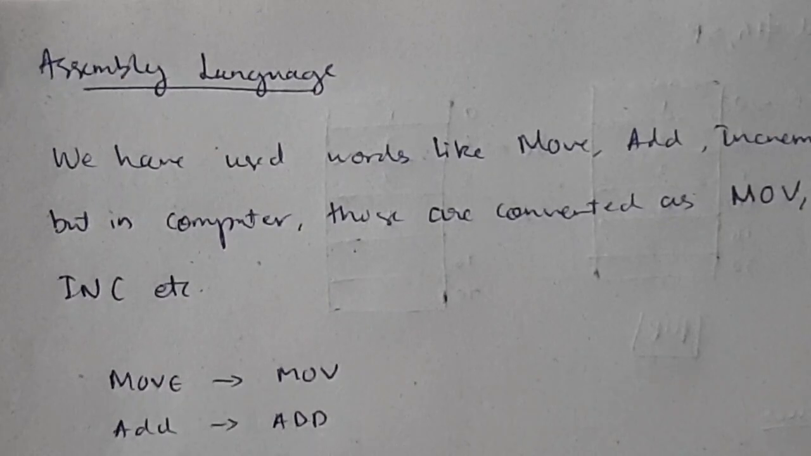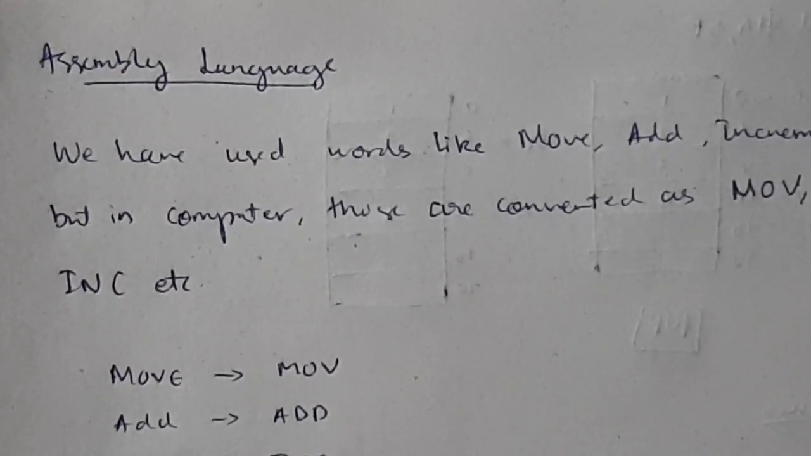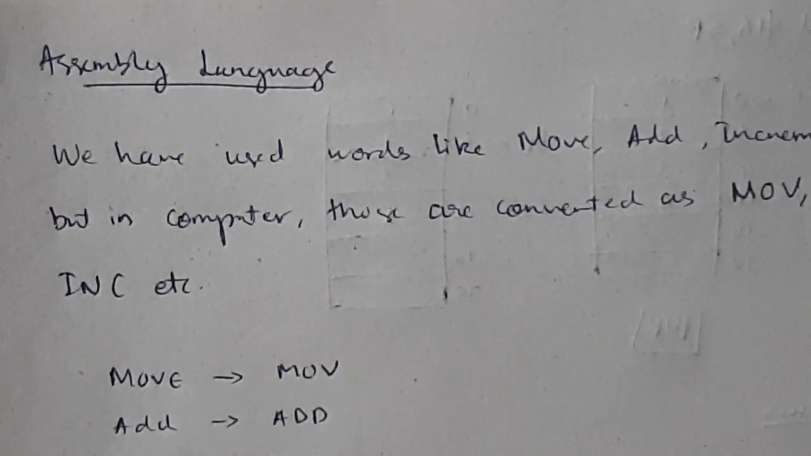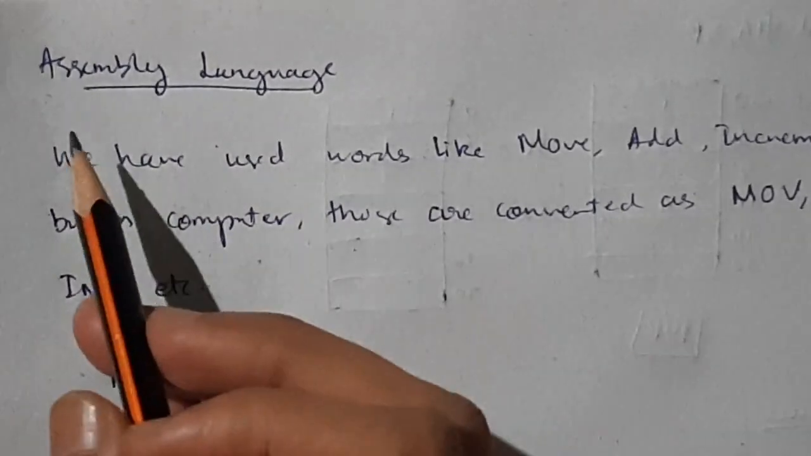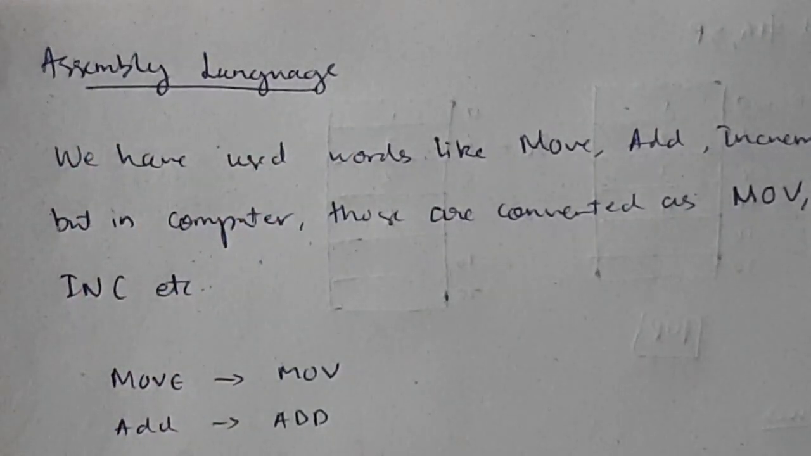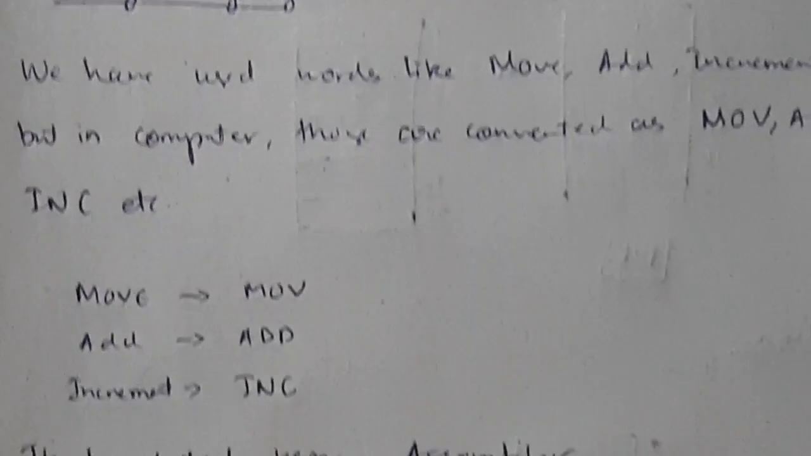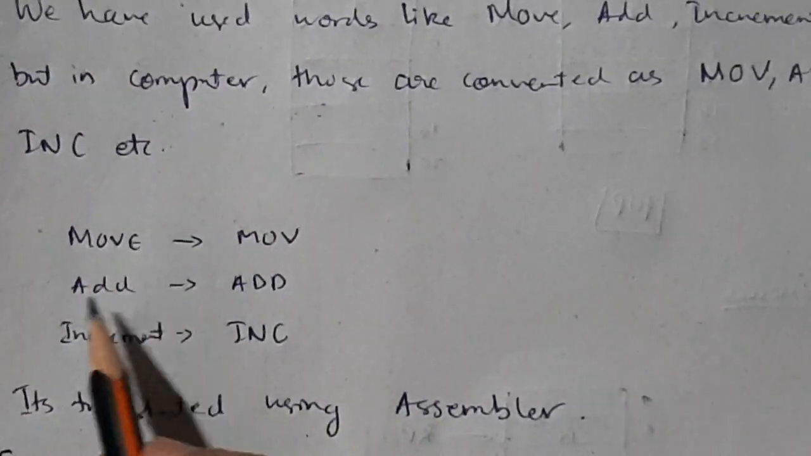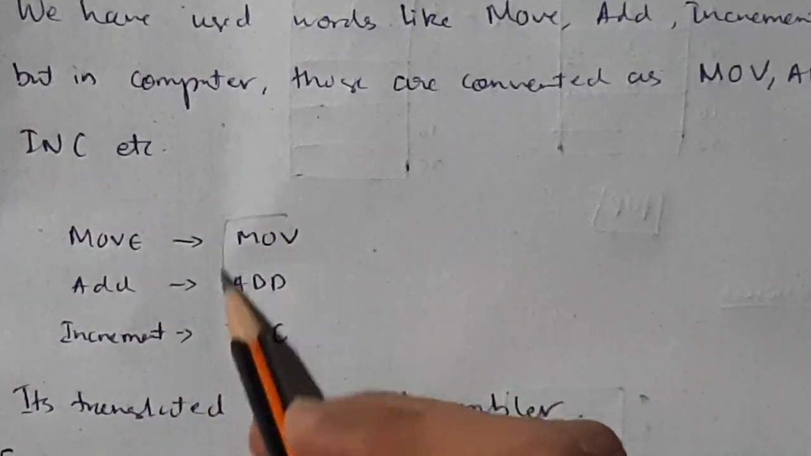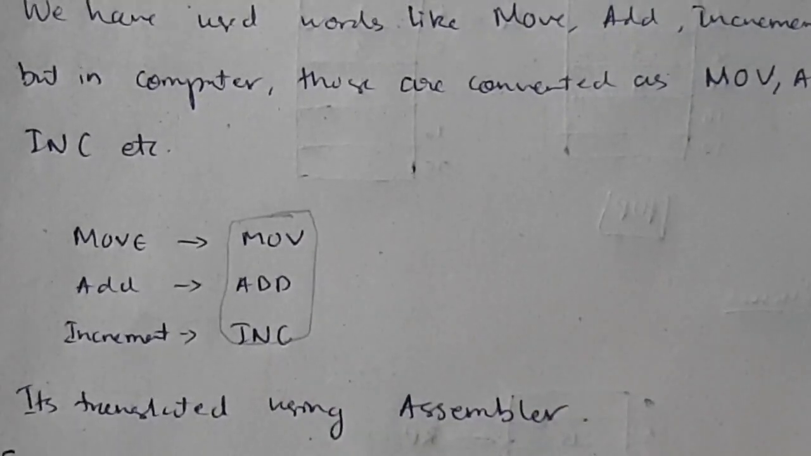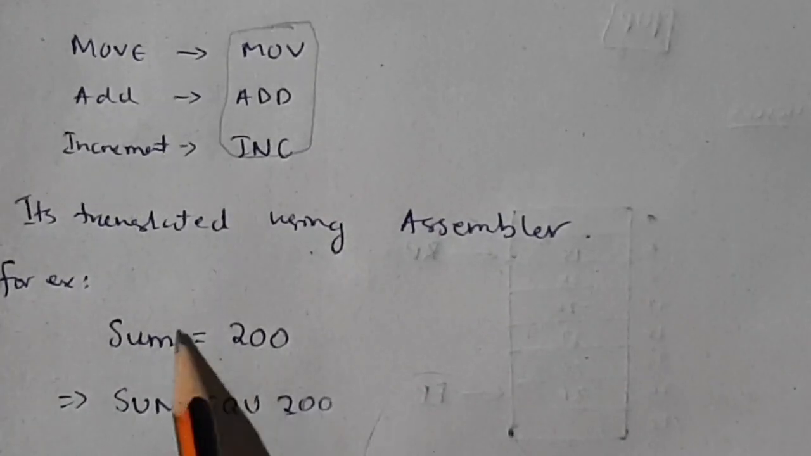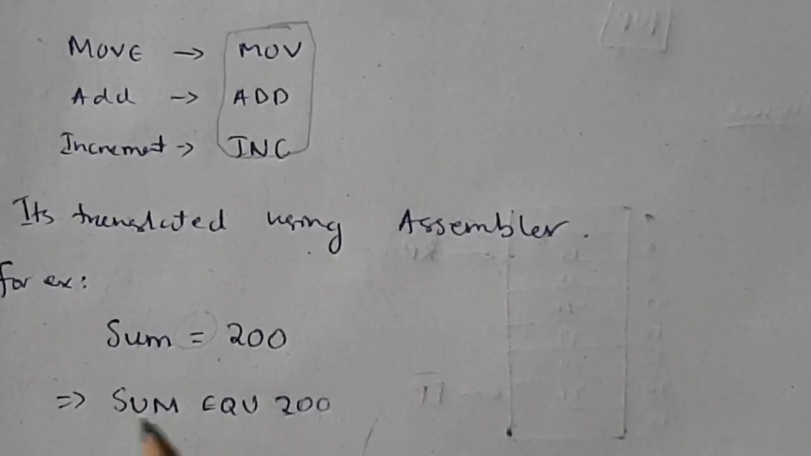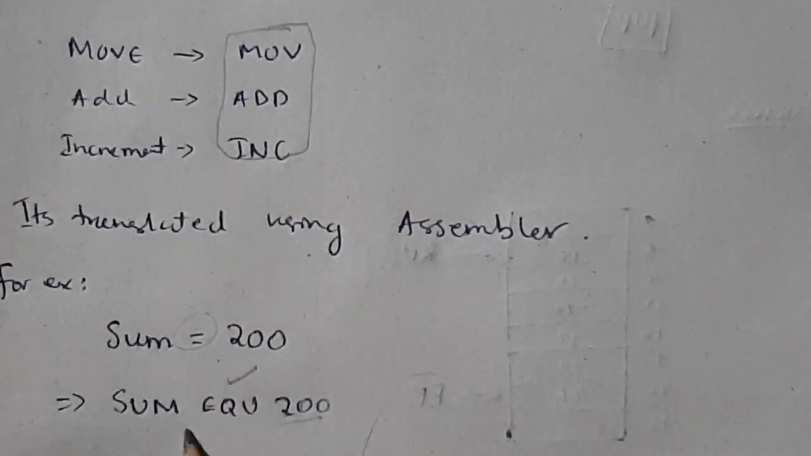We have our own language and the computer has its own language, but the computer doesn't understand our language. For that we need to translate our language to computer language. Between our language and computer language there is a language known as assembly language. This is similar to the computer's language as well as to ours. See, we'll use words like move, add and increment. In the assembly language it will be of this type. It's translated using the assembler. For example, sum is equal to 200, we would write like this, but in assembly language it will be sum EQU 200. This is the assembly word.